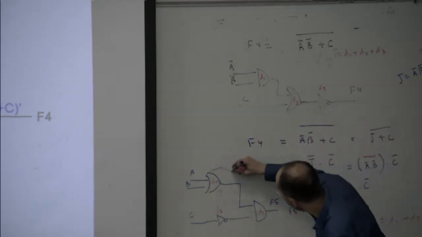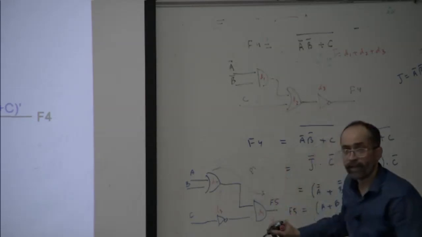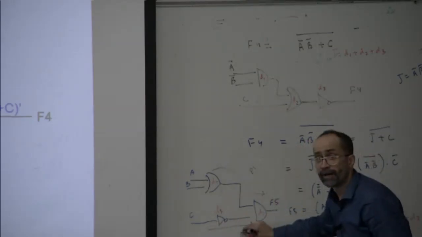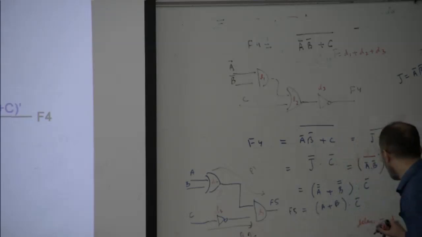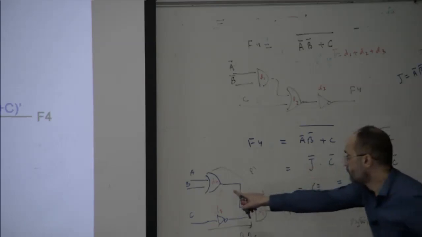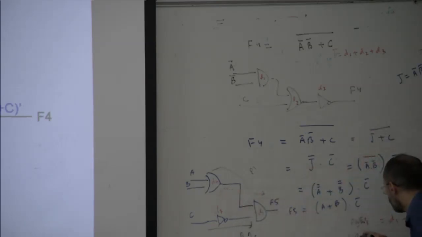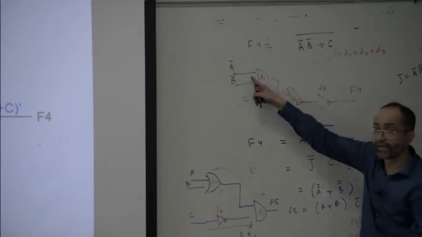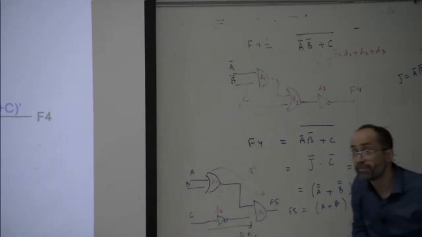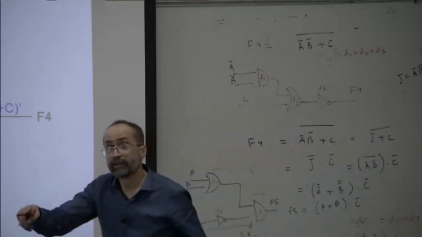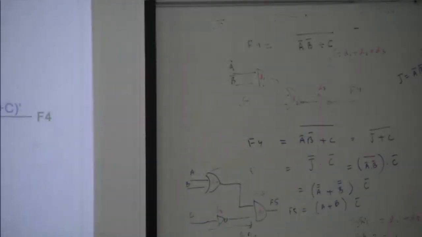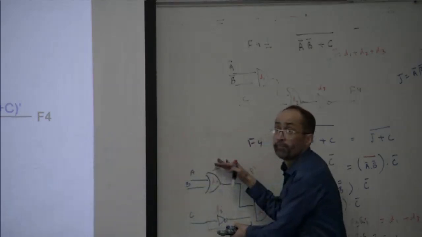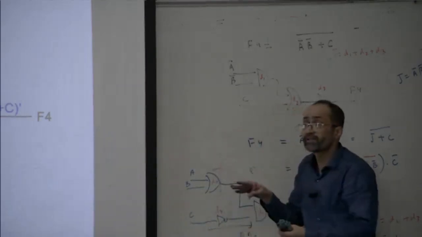We have 2 paths. This is path number 1, and this one is path number 2. Path 1 has a delay of D1 plus D2, and path 2 has a delay of D3. So the critical delay here is less, and here the critical delay is more. So now we have 2 different implementations of the same function. They use the same gates, but in this case the paths compute in parallel. When they compute in parallel, this implementation is much better.